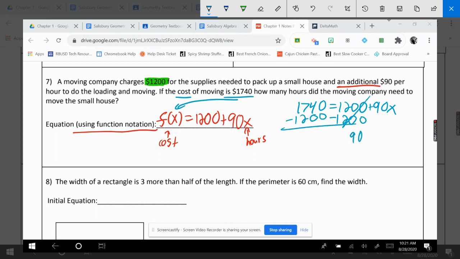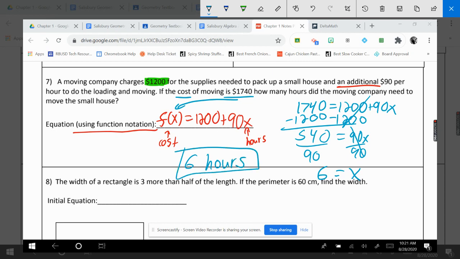Cancels. 90x is equal to 540. 1 minus 1 is 0. And then I can divide both sides by 90 to get x by itself. I have my handy dandy calculator here. And we have x is equal to 6. So the answer is 6 hours to move the house. That's not bad at all for movers. I've moved a lot. That's not bad.